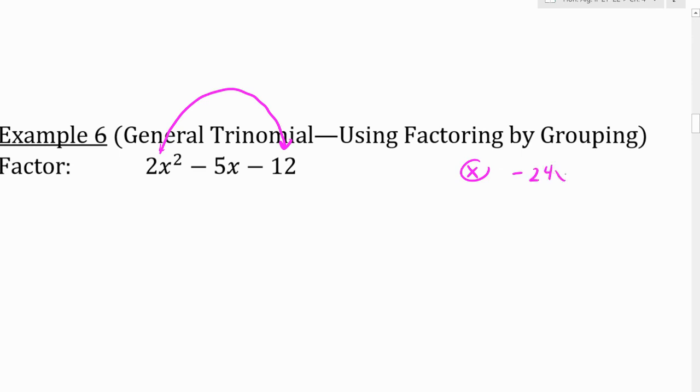That'll give me negative 24x squared. And then look at the middle term. If you can find two terms that multiply to be negative 24x squared and that add up to be negative 5x, then we're good. And a negative 8x and a 3x will do just that. They multiply to be negative 24x squared. They add to be negative 5x.